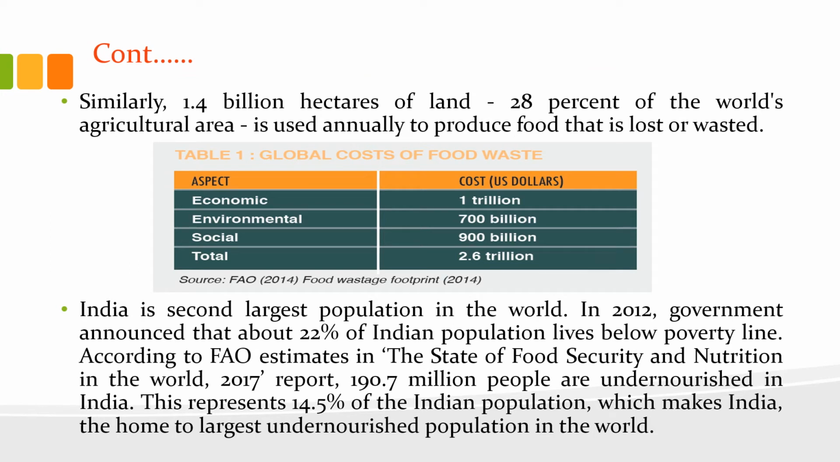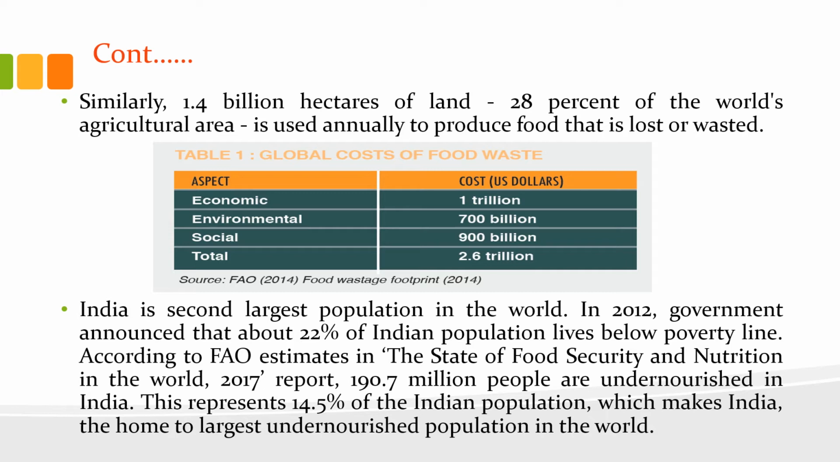Similarly, 1.4 billion hectares of land and 28% of the world's agriculture area is used annually to produce food that is lost or wasted. So in summary, you can say the global cost of food waste is economically around $1 trillion, environmentally around $700 billion, and social impact around $900 billion. So the total $2.6 trillion of loss is caused by this global food waste. This data is collected from the Food and Agriculture Organization.